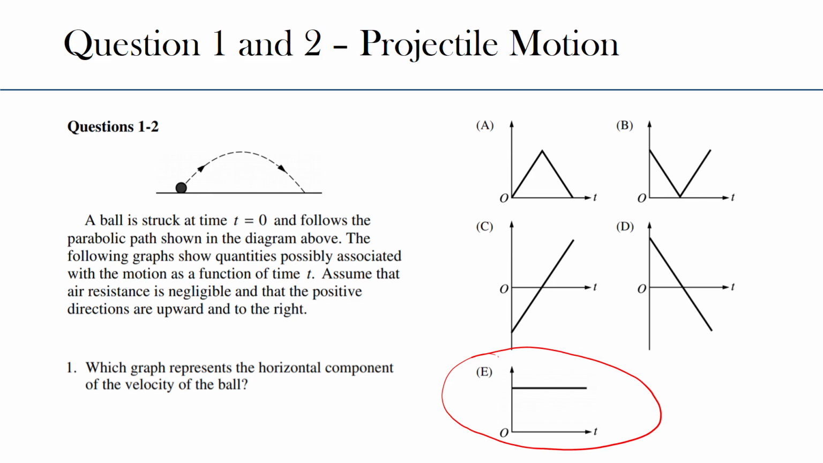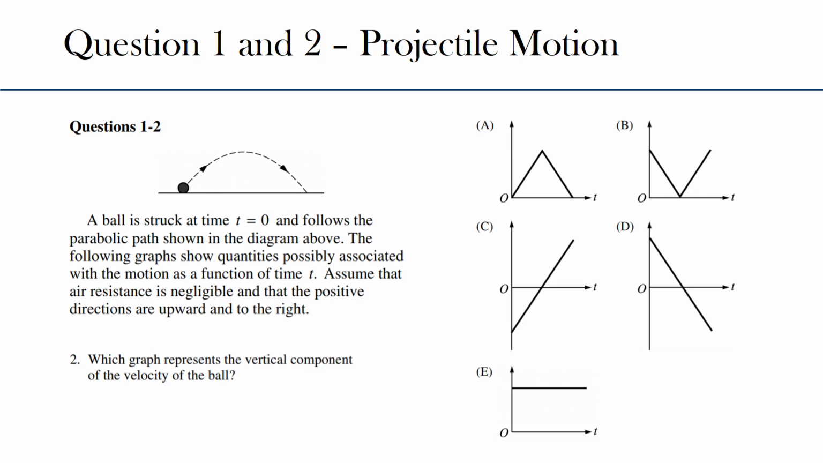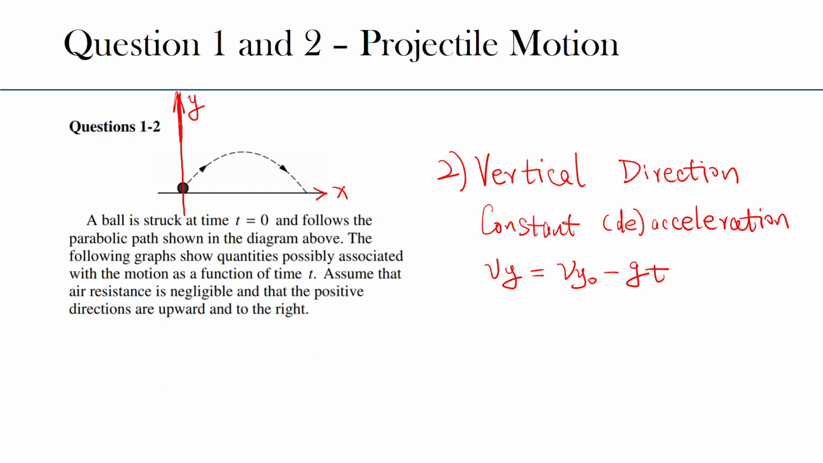Now let's move on to question 2. Question 2 is asking, what about the vertical component of the velocity? The y direction. Remember, they said the positive direction is upward. So in the y direction, or the vertical direction, there is a force, and that force is gravitational force, mg. This force will produce a constant deceleration or acceleration, depending on which one you prefer.